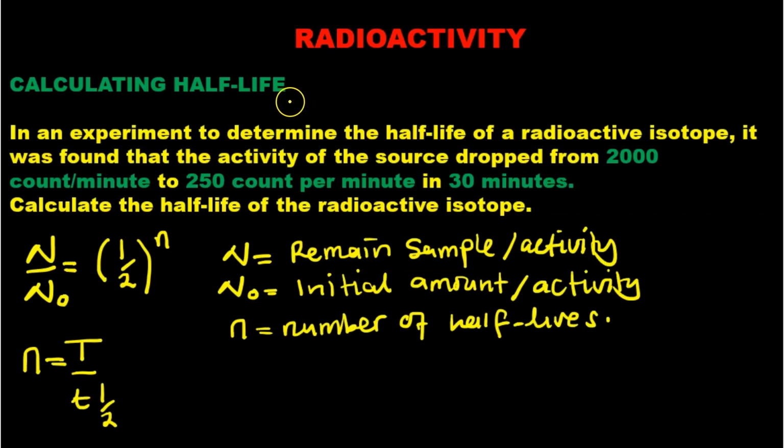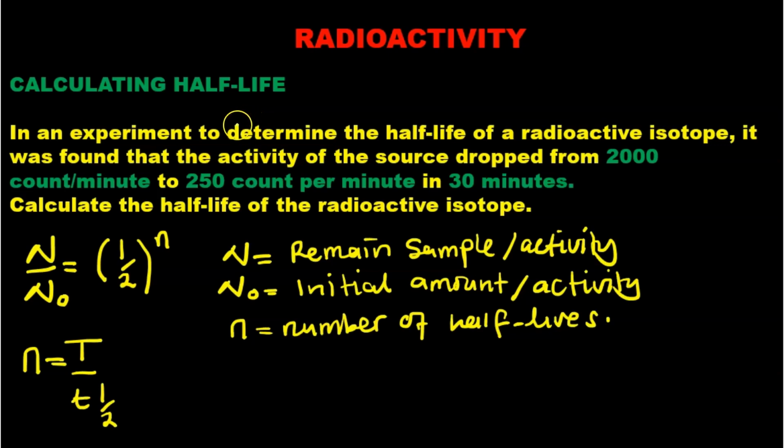There's a question here that we are going to use, and the question reads: in an experiment to determine the half-life of a radioactive isotope, it was found that the activity of the source dropped from 2000 counts per minute to 250 counts per minute in 30 minutes. The question is, calculate the half-life of the radioactive isotope. How do we calculate the half-life?